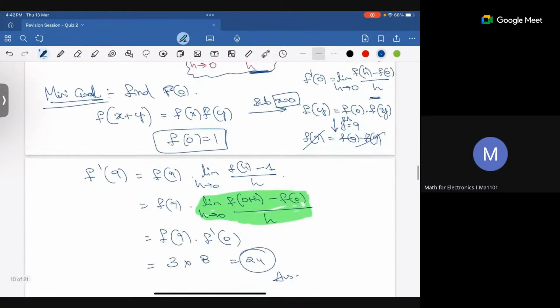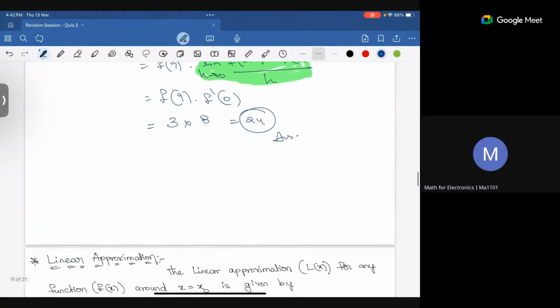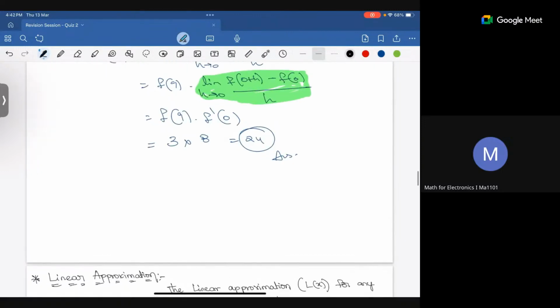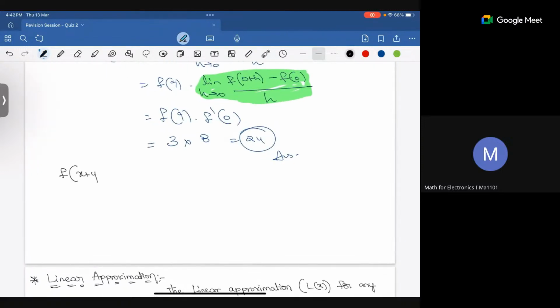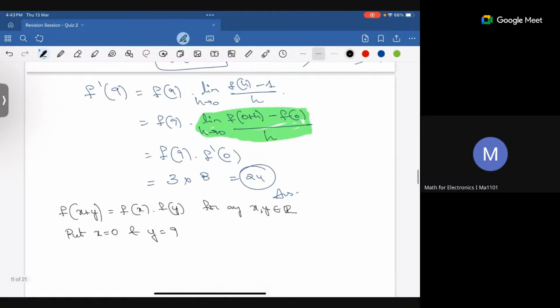So the thing is, we have f of x plus y is f of x into f of y, right? And this is holding true for any x, y belonging to the reals. So it will hold true for any x and y. So what I did simply is, since it is true for any x and y, I just put x equals 0 and y equals 9, because I know the information for those values.